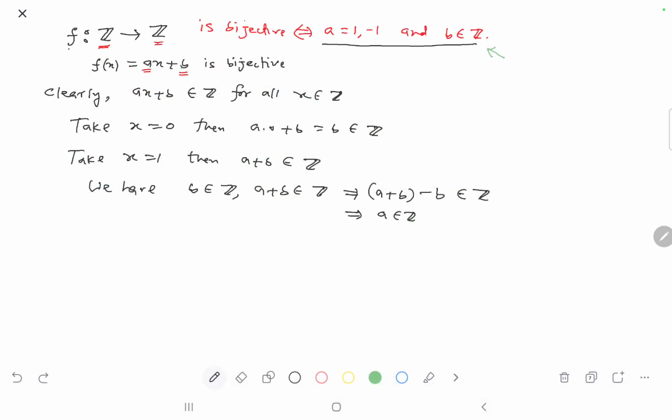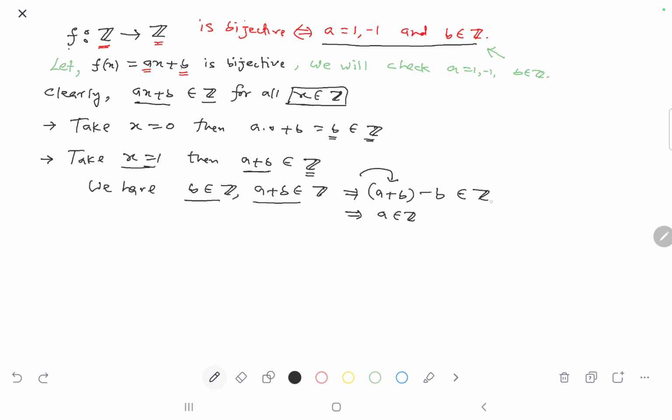Let me prove it here in a mathematical way. So bijective, we prove that. First we assume this is bijective. We will check the condition: a equals 1 or -1 and b is any integer. First we check that a and b are both integers. Since this is an integer for all x belonging to Z, particularly we select x equal to 0, then we get b is an integer. If we take x equal to 1, because in the place of x we can take any value, then a times 1 plus b, I mean a plus b, is an integer. So b is an integer and a plus b is an integer. We know the difference of two integers is an integer, so a is an integer. So we get a and b are integers.